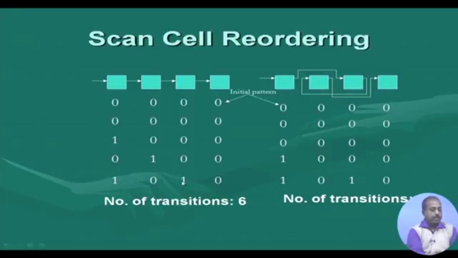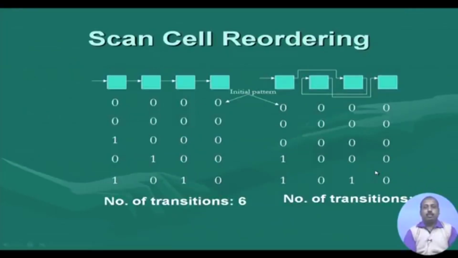5, 6 transitions. Now, if I change this scan stitching pattern, so instead of connecting them in this sequence, we connect them in a different fashion like this, then you can do the same exercise and see that to get the same pattern 1 0 1 0, the number of transitions needed is equal to 2.